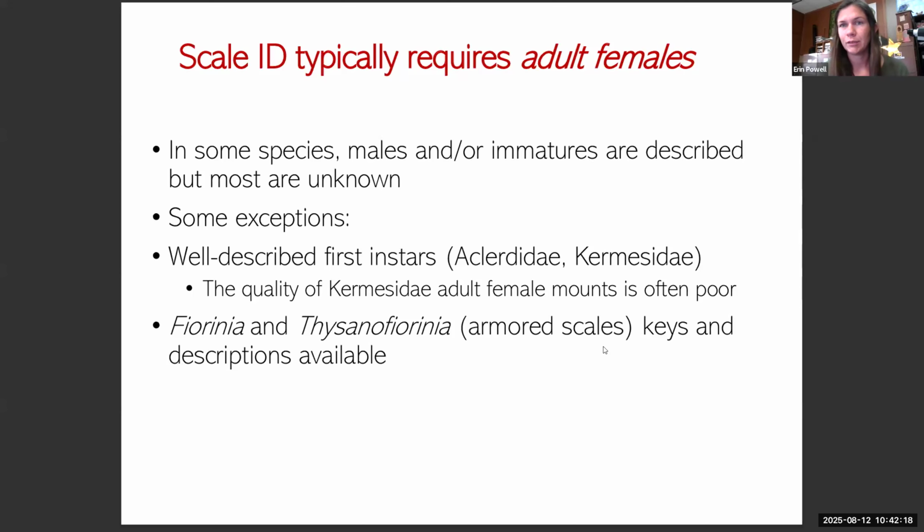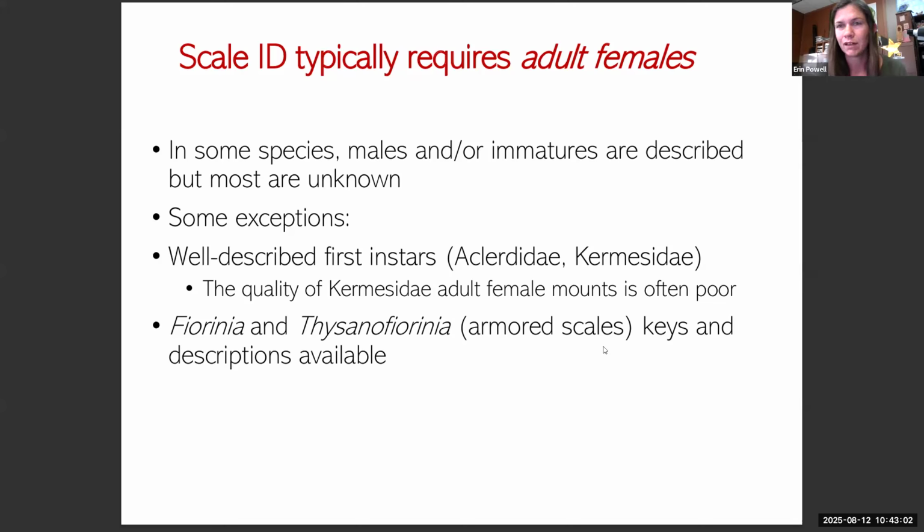So scale insect identification typically requires adult females. A lot of this webinar is for you guys to learn how to detect and control scale insects. But I do want to give you some resources on, if you have a particularly bad infestation or you think that there might be something out of the ordinary, a new invasive species, or if you recognize one of these limited distribution species where it shouldn't be, I want to tell you a little bit about how you would submit samples to FDACS to be identified by us, to ensure that it's not a new invasive species or that one of our invasive species isn't expanding its range. So generally, scale insect identification requires adult females.